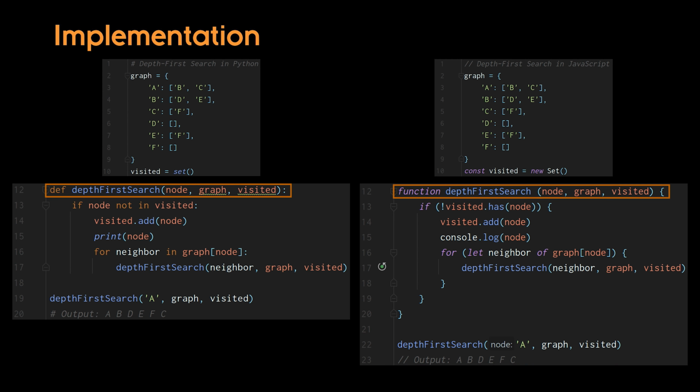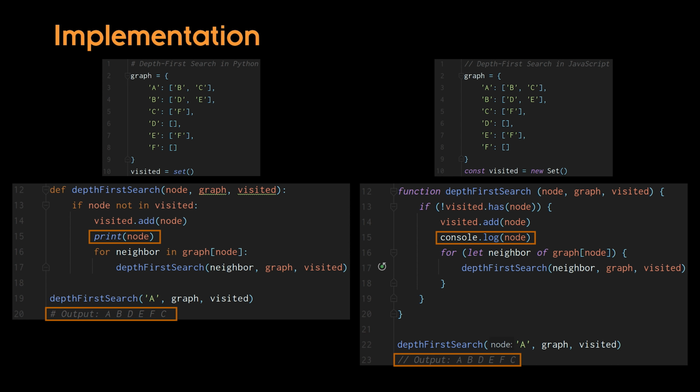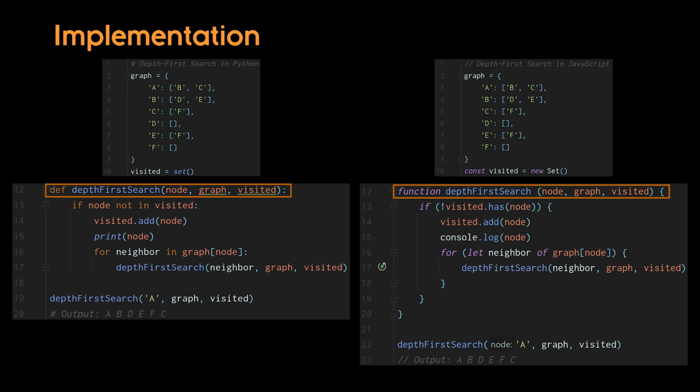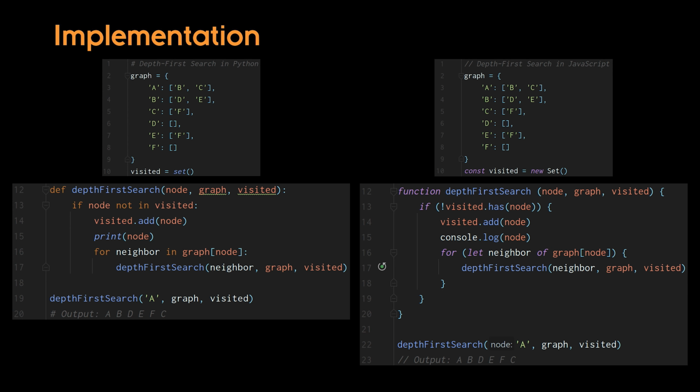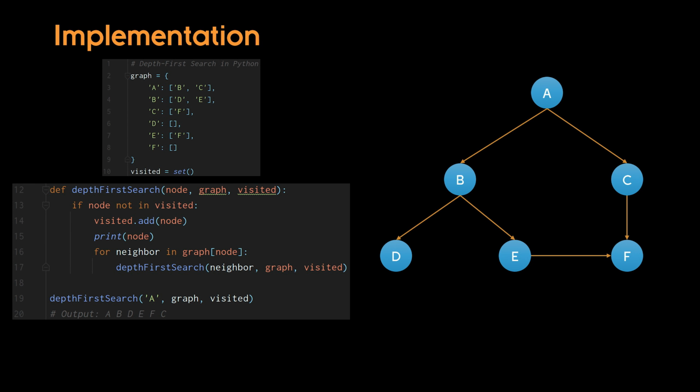It takes in a starting node, the graph, and the visited set, and this version will print the nodes it visits. So the algorithm is fairly simple. First we pick any node. If it's not visited, we mark it as visited and recur on all its adjacent nodes. To help you visualize this, here's how it executes.